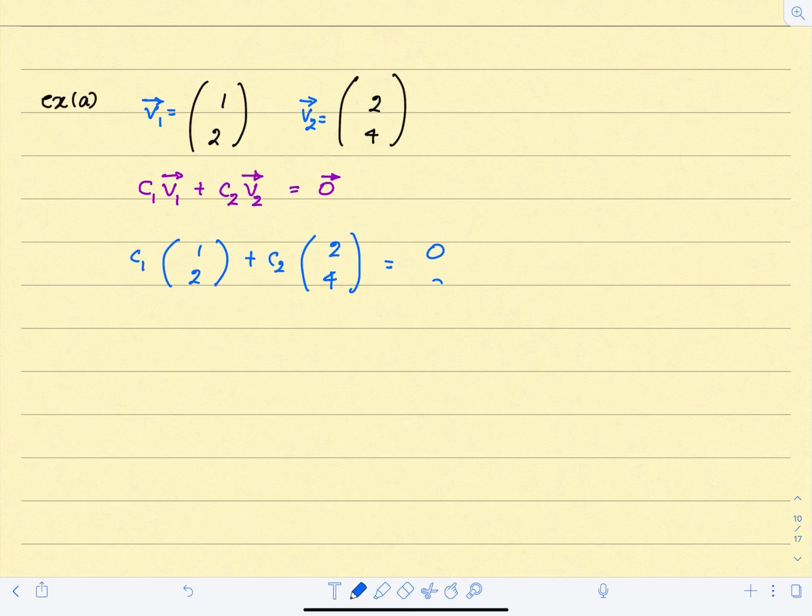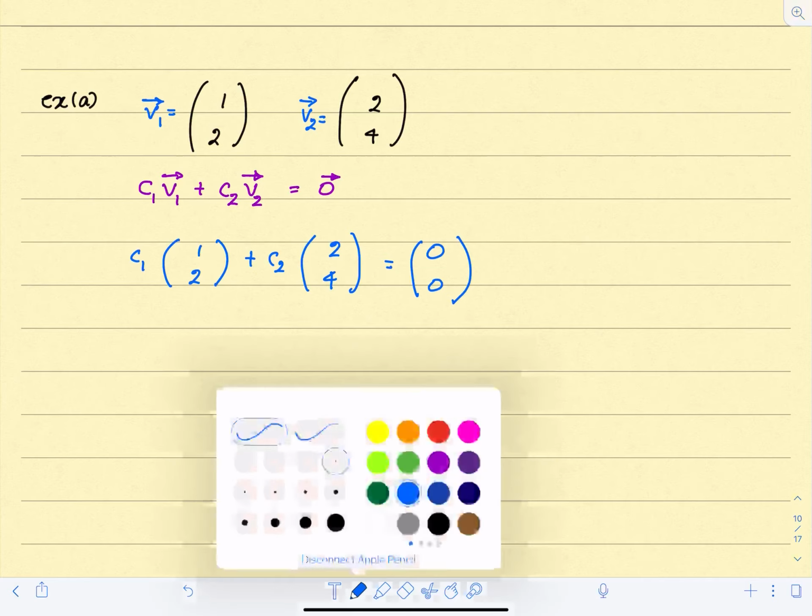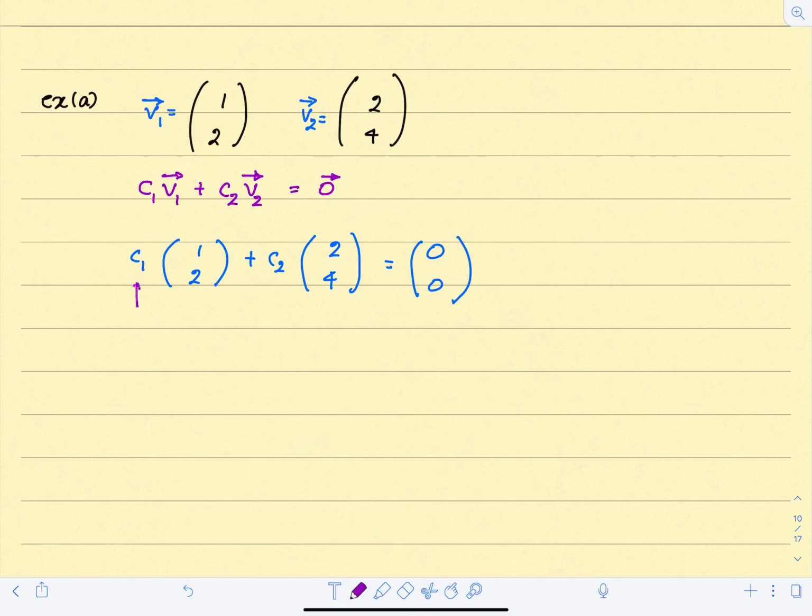Zero vector in R2 is this. Of course, if c1 equals 0 and c2 equals 0, then your left hand side equals the zero vector. But can we find any other values for c1 and c2 that give the zero vector? The answer is yes. In this particular case, we have infinitely many options. Here is one. Let's say c1 is negative 2 and c2 is 1.